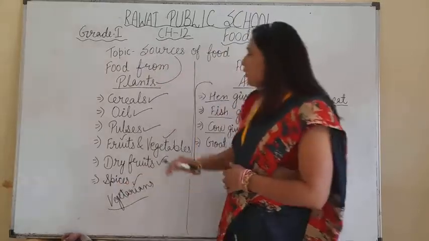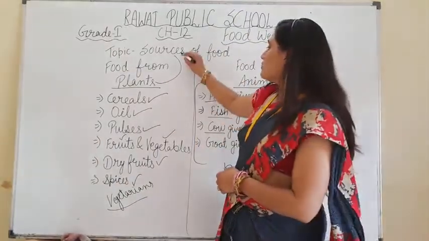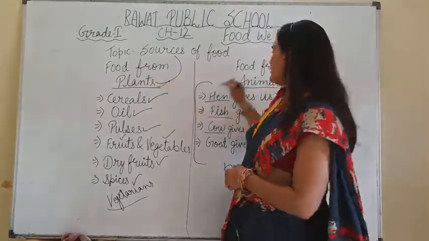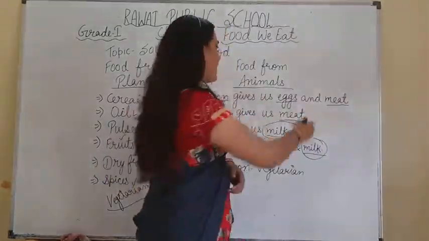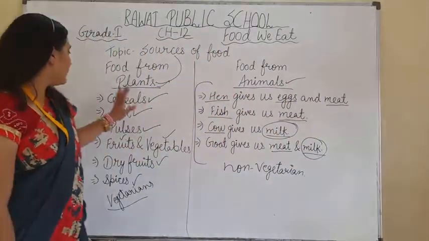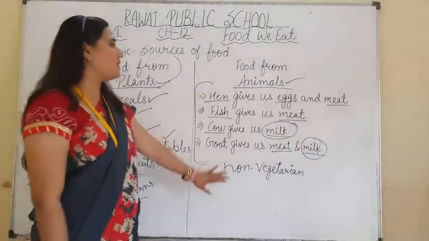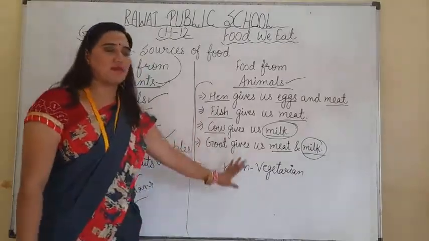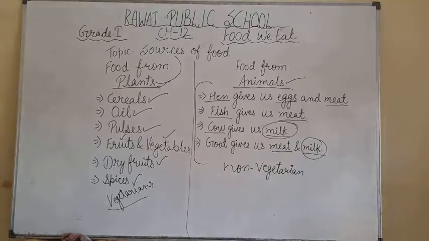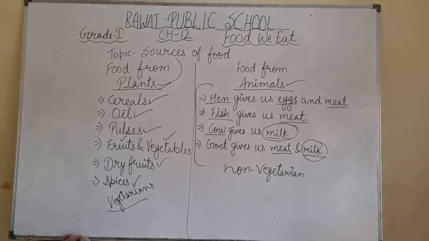So I hope by this you understand that there are two types of sources to get food. There are plants and next is animals. From these two we get our food. I hope you all understand this topic. Thank you so much. Stay safe, stay healthy. Thank you.